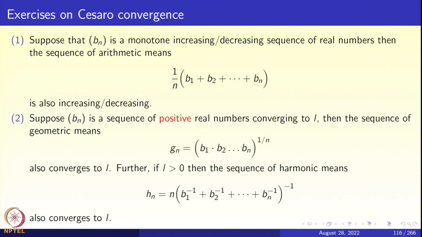So, some exercises on Cesaro convergence. Suppose Bn is a monotone increasing sequence of real numbers, and the sequence of arithmetic means is also monotone increasing. If a sequence is a decreasing sequence of real numbers, then the sequence of arithmetic means is also decreasing.